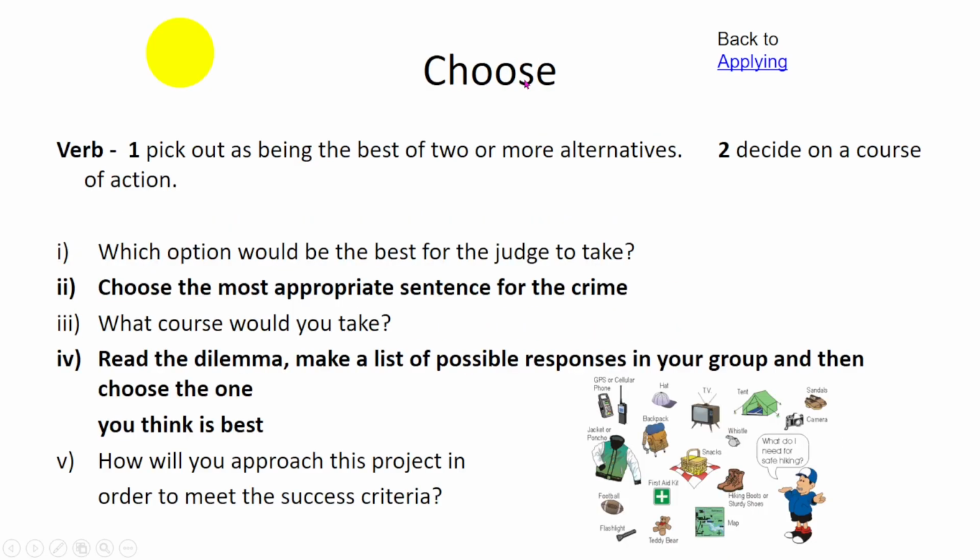Choose: pick out as being the best of two or more alternatives. Decide on a course of action. Which option would be the best for the judge to take? Choose the most appropriate sentence for the crime. What course would you take?